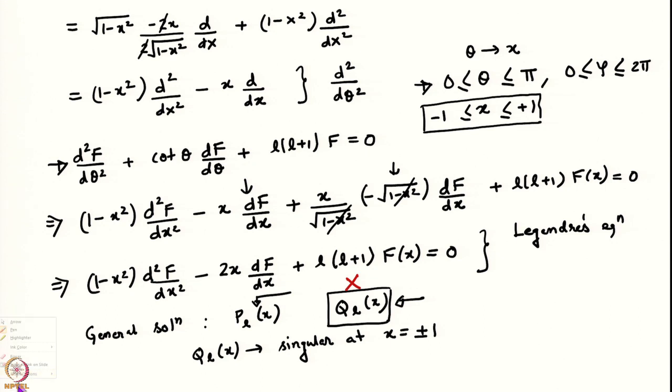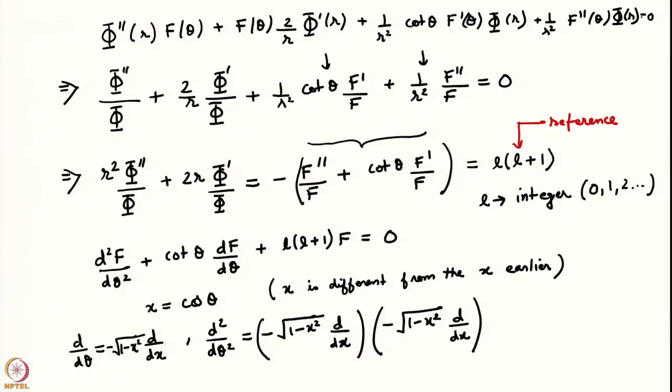So, we are just going to retain one of these two, P_L of x, and the solution to this equation will just have one function, P_L of x, in general some constant times P_L of x. Now, this is as far as the capital F dependence of phi is concerned. Let us now go back and find out the other dependence.